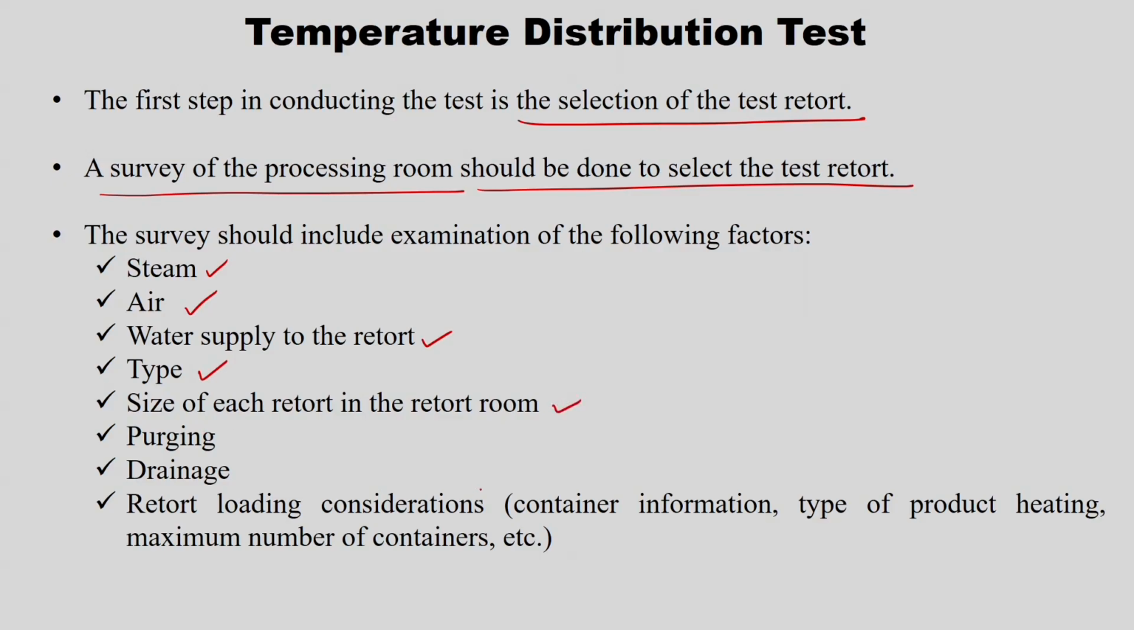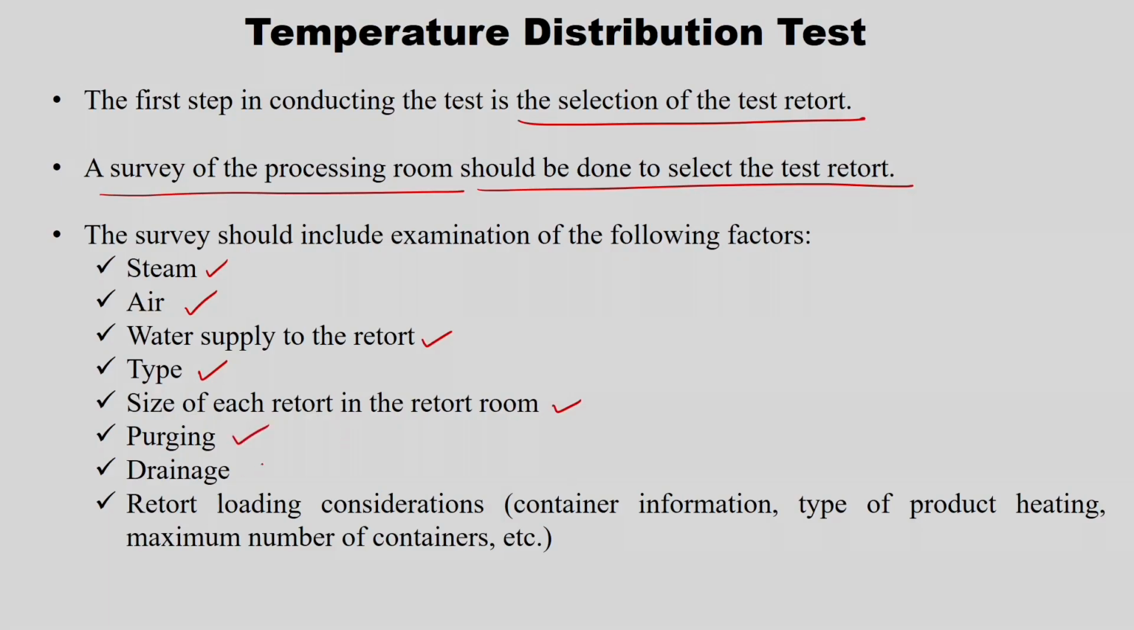There are certain sterilizers, one of which we will be seeing, the hydrostatic sterilizer. That operates based on the hydrostatic pressure. To have hydrostatic pressure, I need to operate that particular sterilizer at a certain height. So, the sterilizer may not fit into that particular processing room. In such a case, where should I keep it? So, the size of each retort also comes into play when I do the survey.